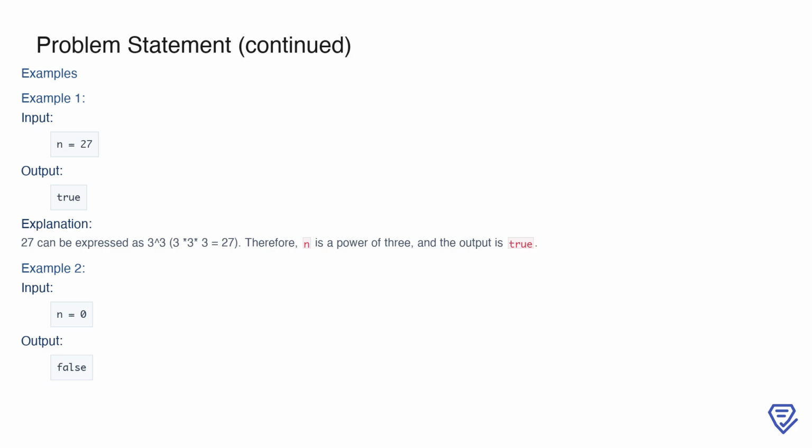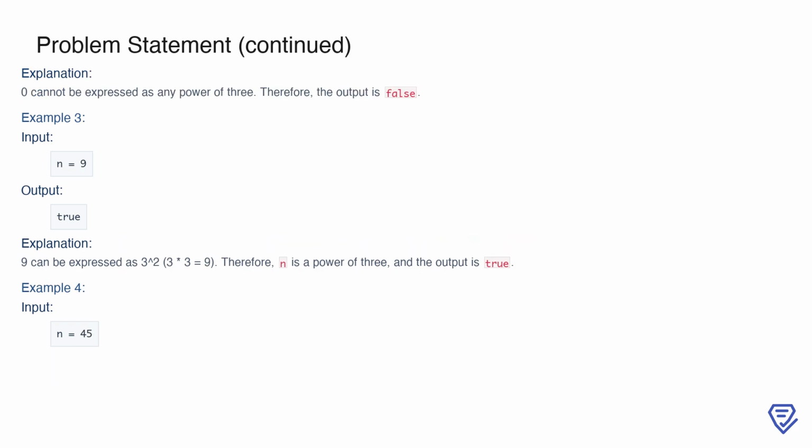To understand the problem better, let's look at some examples. In the first example, the input n is 27. The output here is true because 27 can be expressed as 3 raised to the power of 3, or 3 by 3 by 3. Since this satisfies the condition for being a power of 3, the output is true. In the second example, the input n is 0. The output in this case is false. This is because 0 cannot be expressed as any power of 3, as raising 3 to any exponent will never result in 0. These examples illustrate both positive and edge cases for the problem.